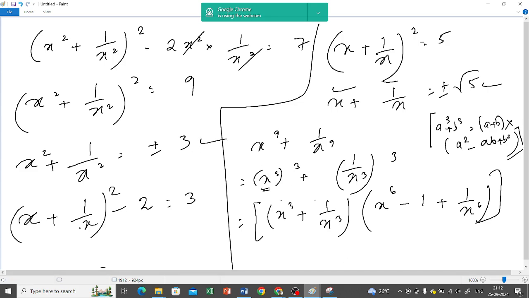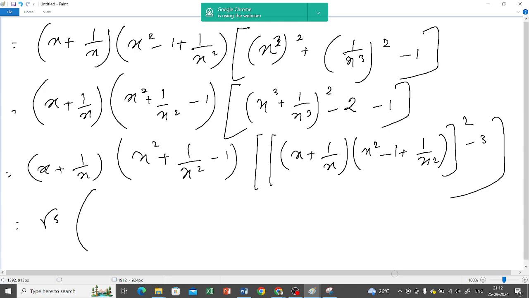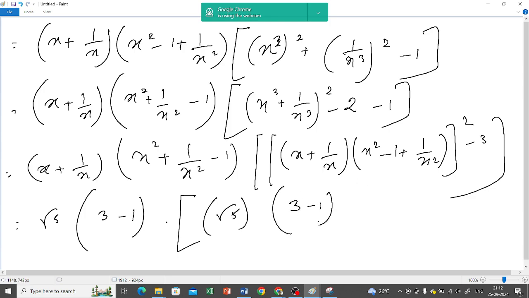And this is plus 3, right? It is going to be plus 3. And this is going to be again plus root 5. Okay, this is going to be (3 minus 1) whole square.